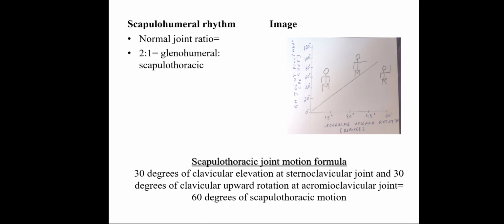Now, when we talk about any rhythm or any movement, there are some numbers playing within. So, scapulohumeral rhythm is equal to 2 is to 1, which means for every 2 degrees of glenohumeral joint motion, there is 1 degree of scapulothoracic motion. The constituting formula of scapulothoracic movement is 30 degrees of clavicular elevation plus 30 degrees of clavicular upward rotation. Now we'll look into how the clavicle elevates and upwardly rotates during scapular or glenohumeral movement.